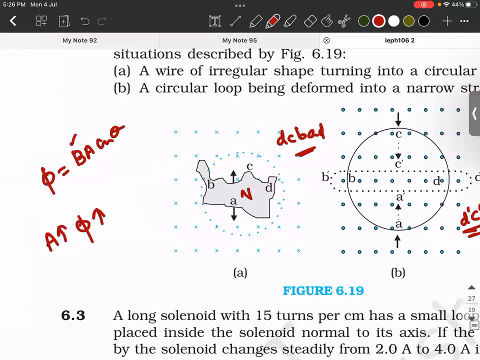Now I look at the mathematical equation. I understand that magnetic flux depends on three parameters: magnetic field, area, and orientation, the theta. Theta is the angle between magnetic field and area. Whenever you want to change the flux, you look at it like a function. Whenever I want to change the value of flux, I can change B, I can change A, and I can change theta also.